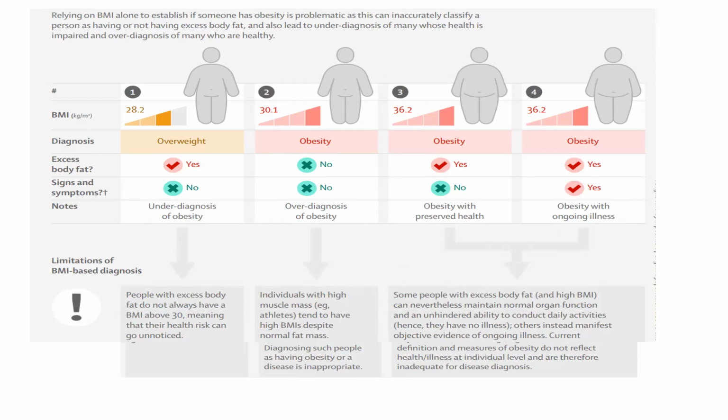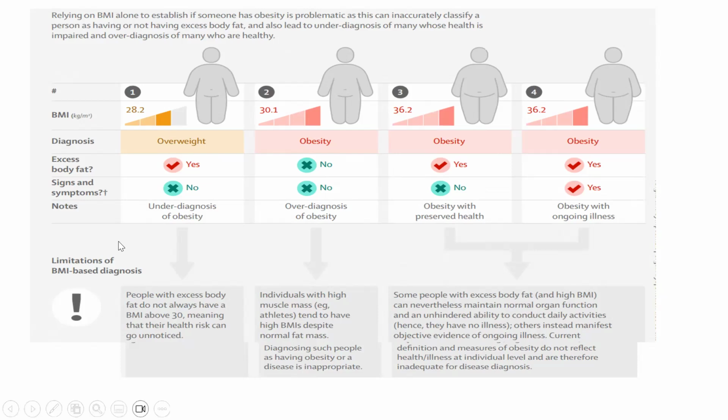So now looking at this particular scenario. For example, for the patient labeled as 1, the BMI is 28.2. Traditionally, we'll label the patient as overweight. But does the patient have excess body fat? Yes. If the patient has any signs and symptoms related to obesity, we will look at this in the subsequent slide. What is the meaning of this? In this case, which is case number 1, the patient does not have any signs and symptoms of obesity.